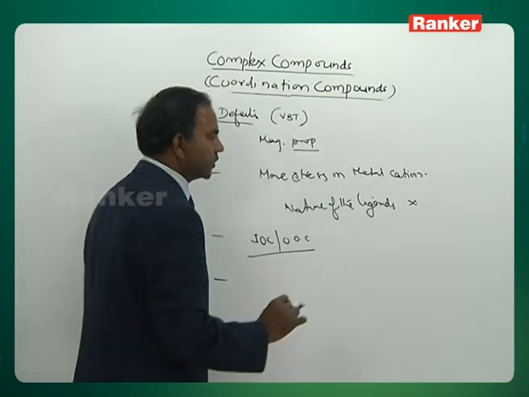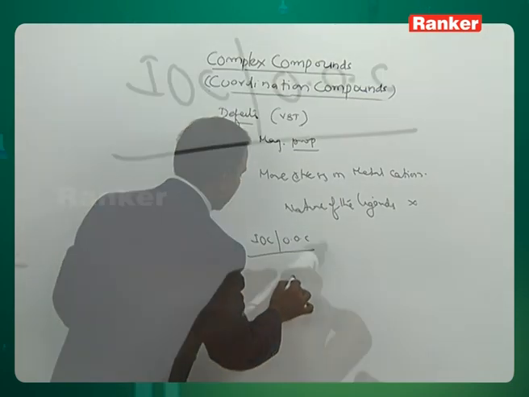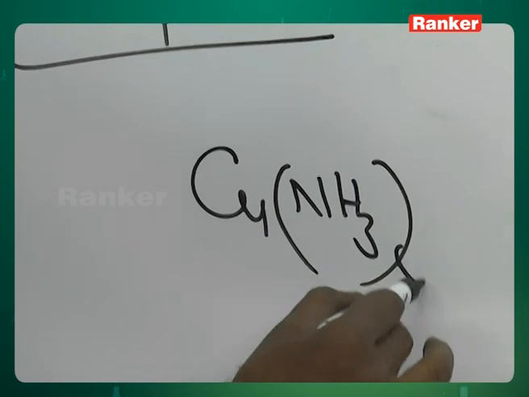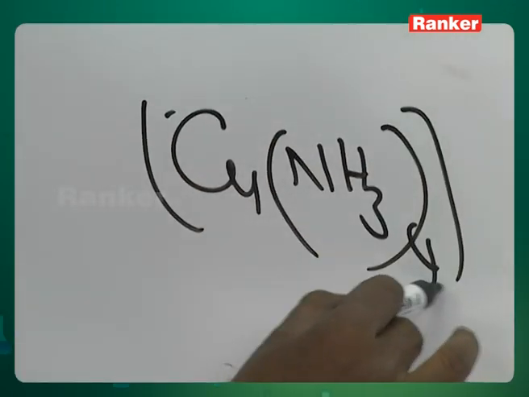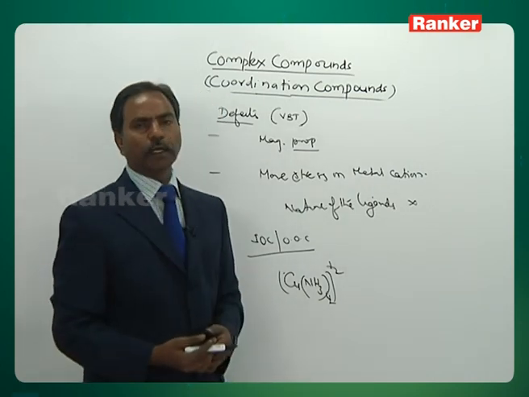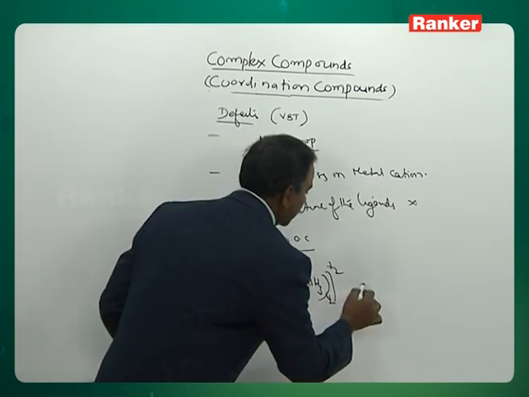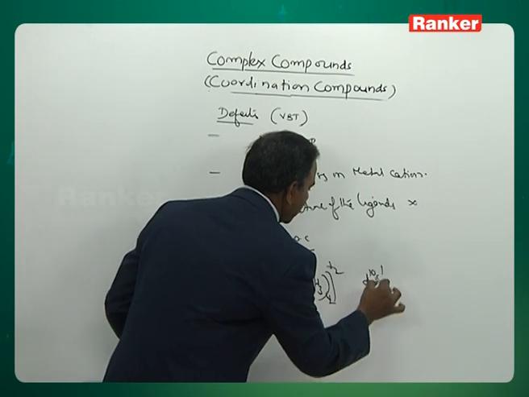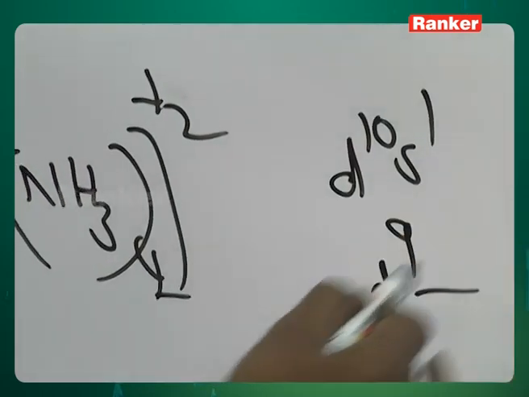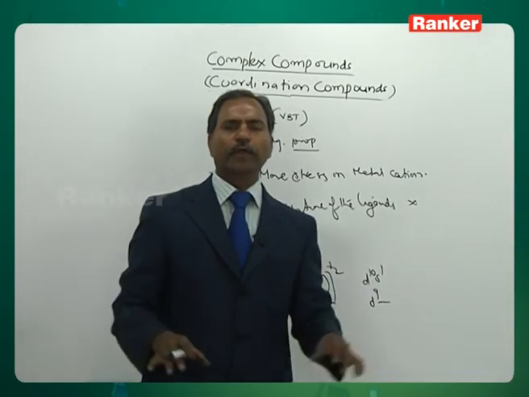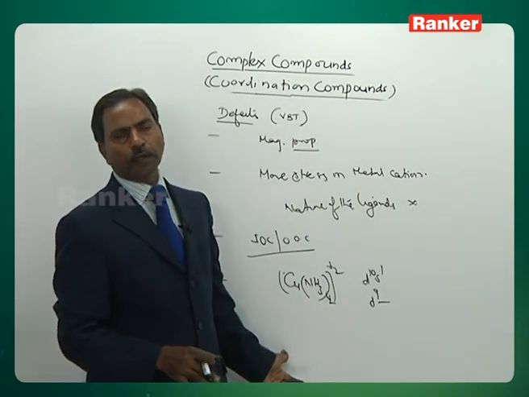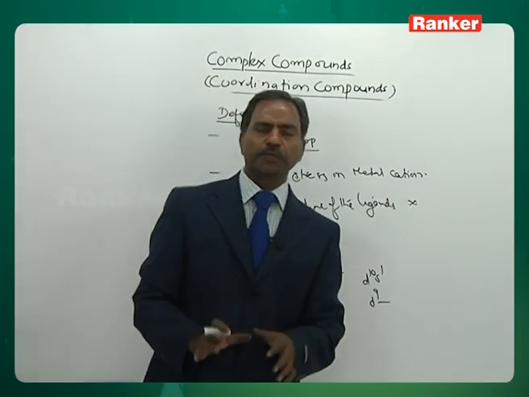Next, this theory also fails to explain the correct geometries of some of the metal complexes. Take [Cu(NH3)4]2+, a complex with a +2 charge and coordination number 4. Copper's electronic configuration is 3d10 4s1, so Cu2+ with +2 oxidation state becomes d9. According to valence bond theory, it should be sp3 and tetrahedral.